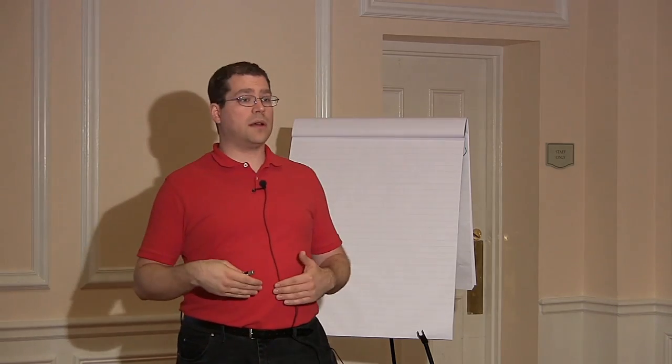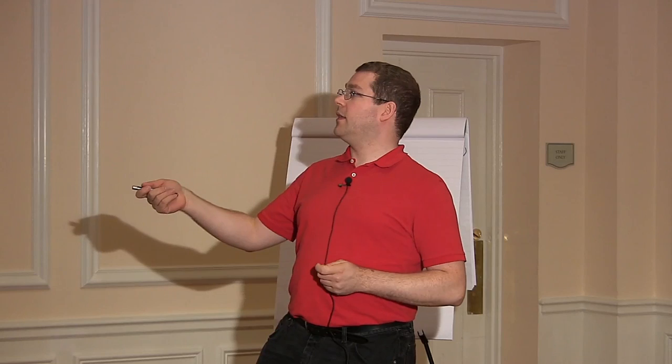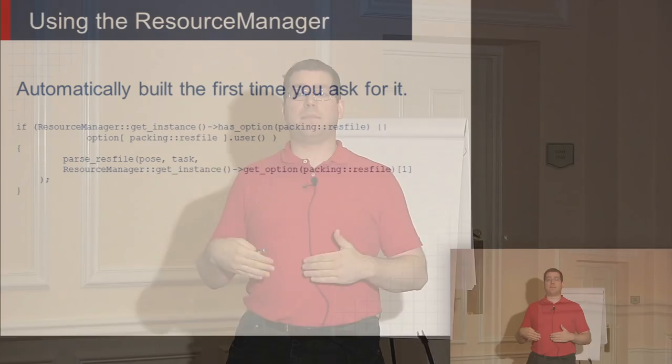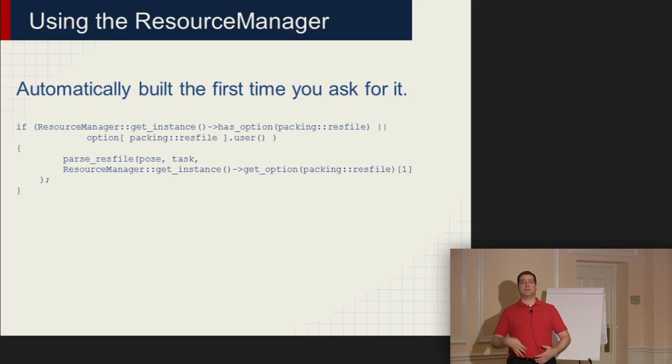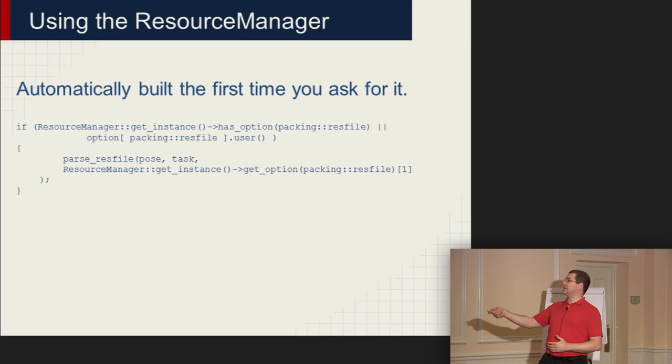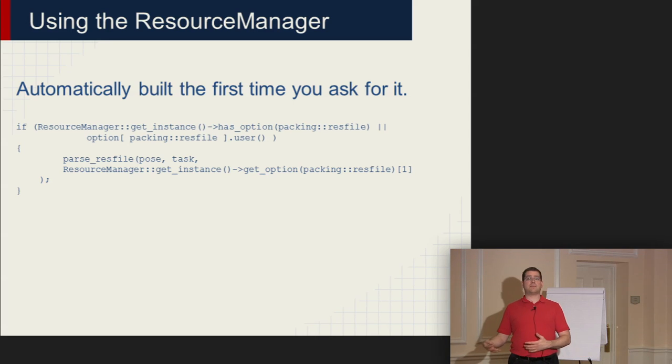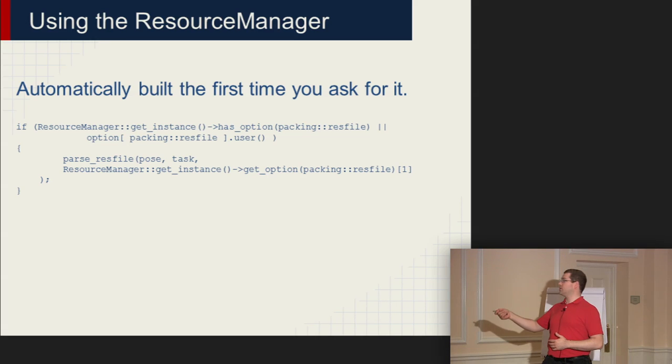So to actually use the resource manager and take advantage of it in your protocols, the resource manager is automatically managed when you ask for it, like most singleton instances. So in your protocol, in your mover, to take advantage of the resource manager, you would do something like this. You know, so resource manager get instance has option packing res file, or if it was directly set on the command line. So you can say, okay, do we have a res file specified for this particular run?